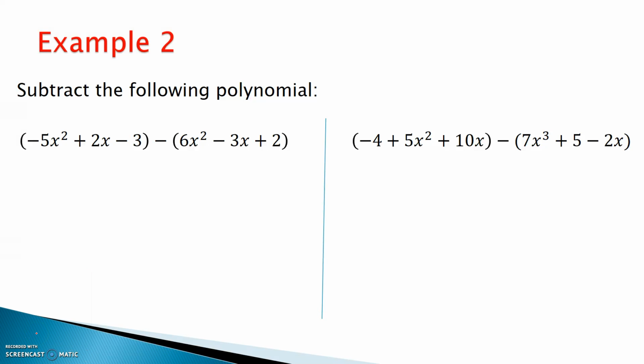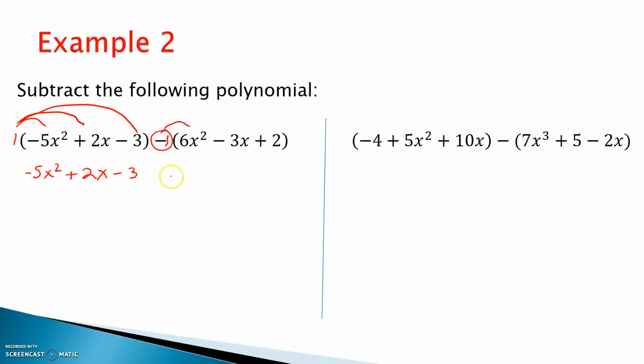All right, so here we go, guys. Let's start off by getting rid of our parentheses. So let's distribute that 1. What's 1 times negative 5x squared? Negative 5x squared. What is 1 times 2x? That's just going to be 2x. And of course, what's 1 times negative 3? Negative 3. All right, now again, don't forget that is a minus 1 that I have to distribute in this case.